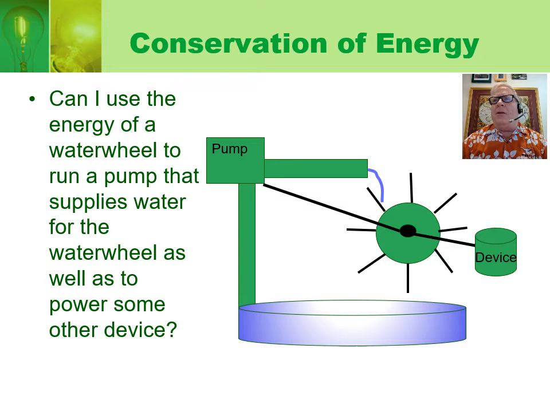So we're going to apply the law of conservation of energy to circuits now. In a moment, I'm going to use an analogy with gravitational potential energy to show you how we're going to do that.